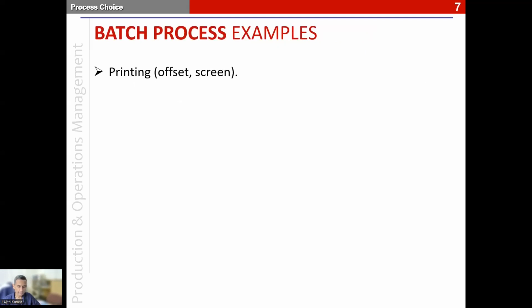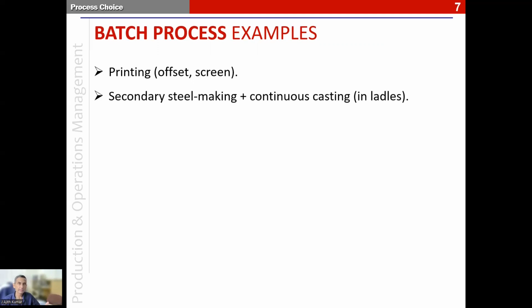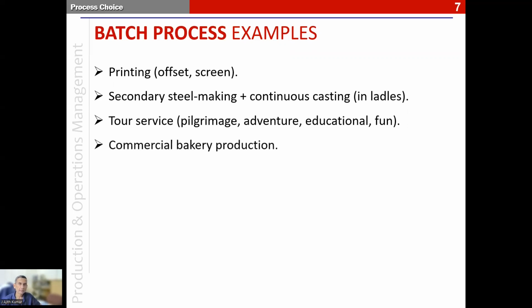Examples: offset printing, we just saw this. Steel making, secondary steel making. After the initial iron is made, then there is steel making. Special types of steels are produced, and that happens in a batch process. A tour service, like for example, a pilgrimage service, an adventure tour, an educational tour, a fun tour. So these kind of things happen. The tour operators may operate these in batches, repeat batches and batches of customers who want to avail these tours. Commercial bakery production, food production, we saw this.